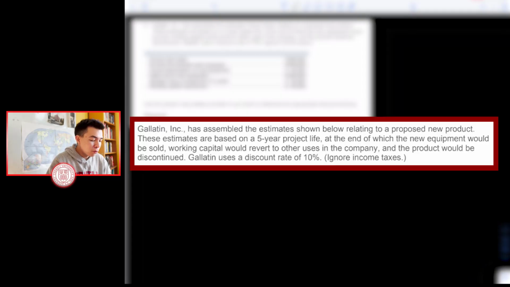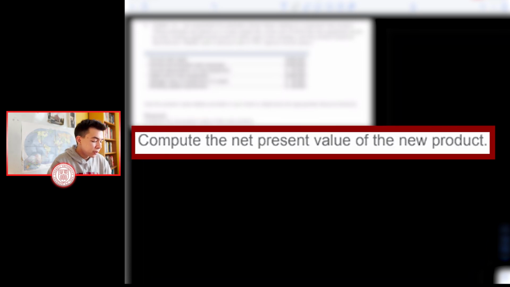But finally, question 5 says, Gallatin Inc. has assembled the estimates shown below relating to a proposed new product. These estimates are based on a 5-year project life, at the end of which the new equipment would be sold, working capital would revert to other uses in the company, and the product would be discontinued. Gallatin uses a discount rate of 10%, and it says, compute the net present value of the new project. Very simple question here. We've got to write that chart down.